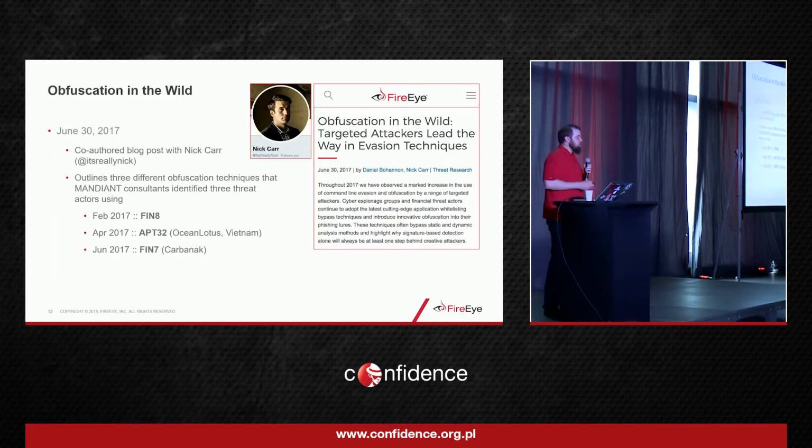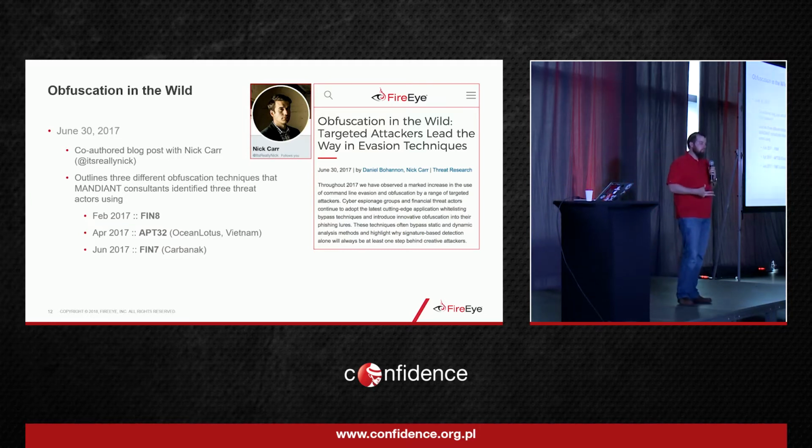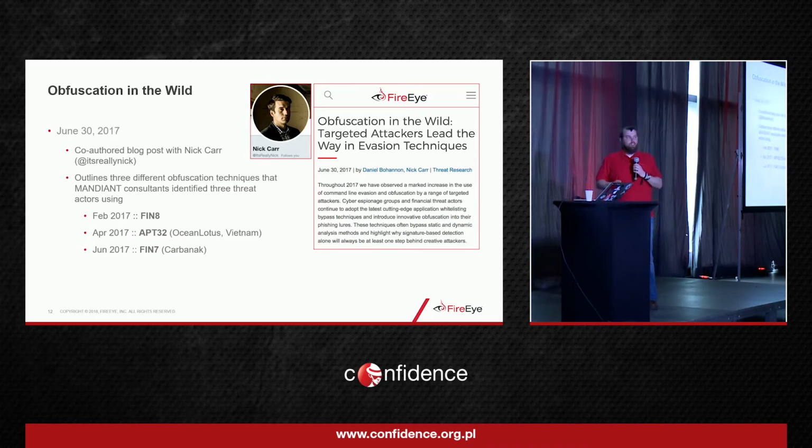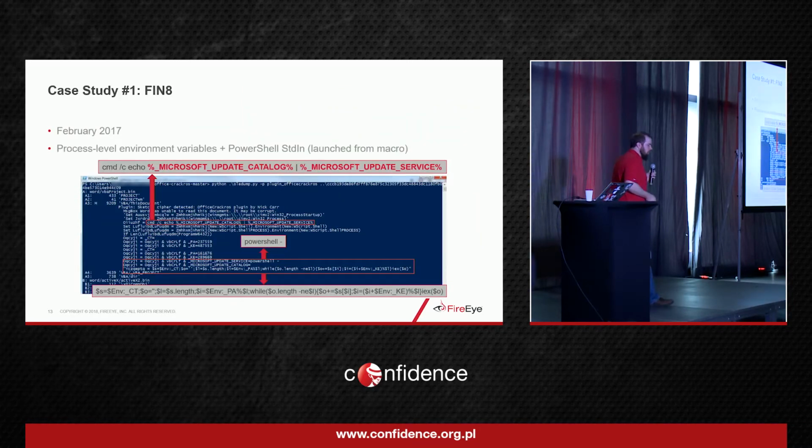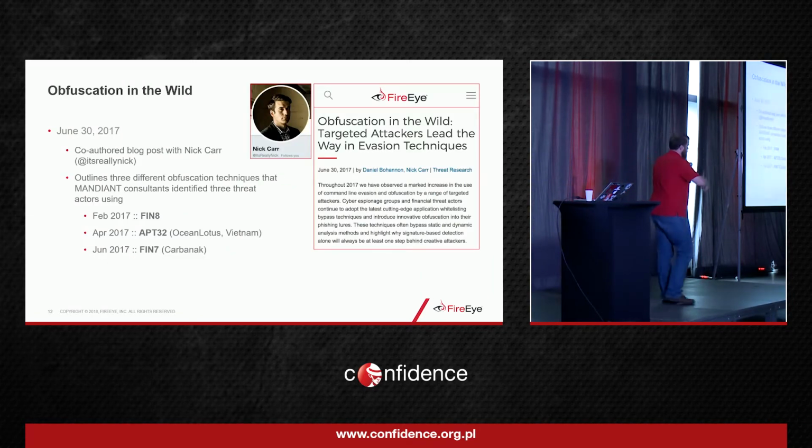Well, last year, at the very end of June, my manager, Nick Carr, and I released this blog post outlining 3 different groups, FIN8, APT32, and FIN7, and some really interesting, unique obfuscation that they were using in the wild during our investigations. So the first one, FIN8. Oh, and here's the blog post right there.